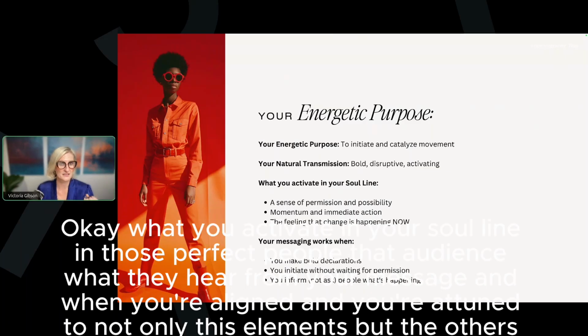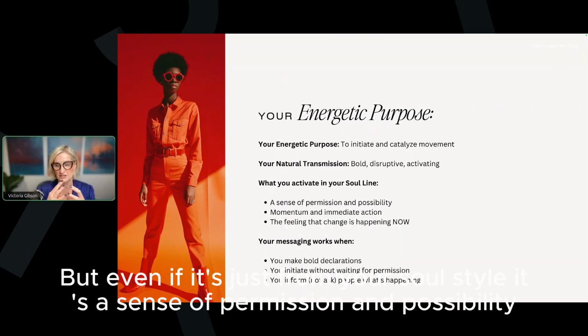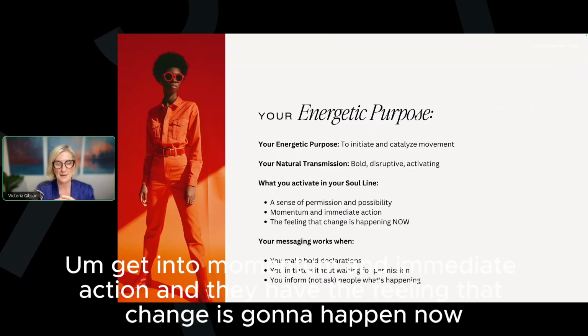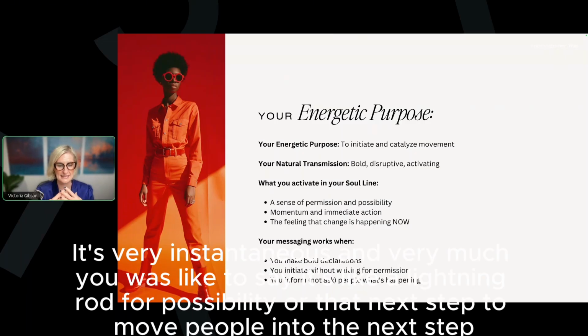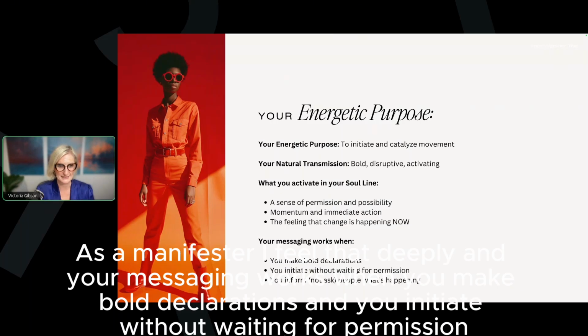Okay. And what you activate in your soul line, in those perfect people, that audience, what they hear from your message, and when you're aligned and attuned to not only this element but the others that we'll be sharing, but even if it's just from your soul style, it's a sense of permission and possibility, to get into momentum and immediate action. And they have the feeling that change is going to happen now. It's very instantaneous, and it's like a lightning rod for possibility, or that next step to move people into the next step. As a manifestor, I feel that deeply.